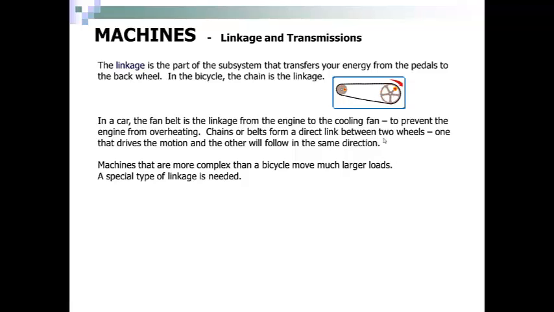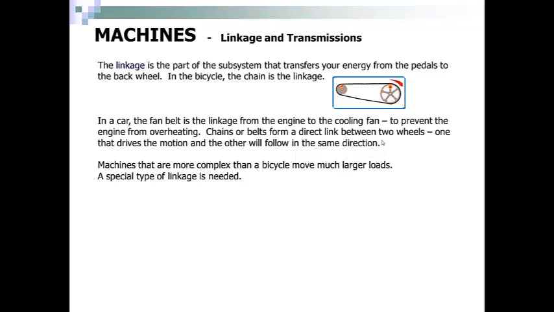In a car, the fan belt is the linkage from the engine to the cooling fan to prevent the engine from overheating. Chains or belts form a direct link between two wheels, one that drives the motion and the other will follow in the same direction.